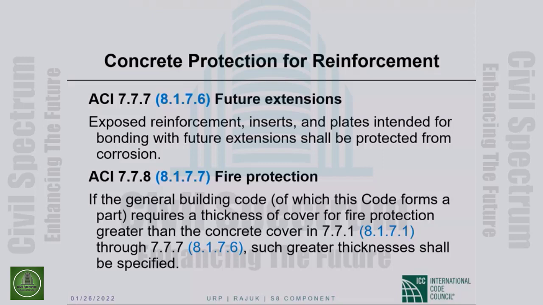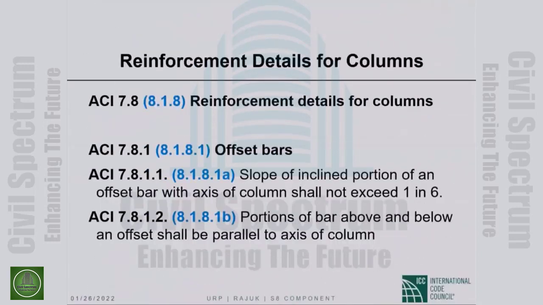So in the general building code, of which this code, meaning 318, forms a part, if the general building code requires the thickness of cover for fire protection greater than the concrete cover in the table, then you will provide the greater cover, whatever is required for fire resistance.